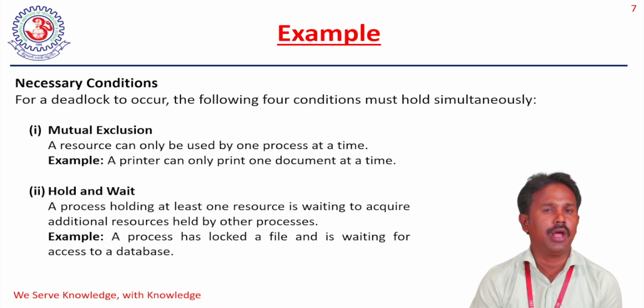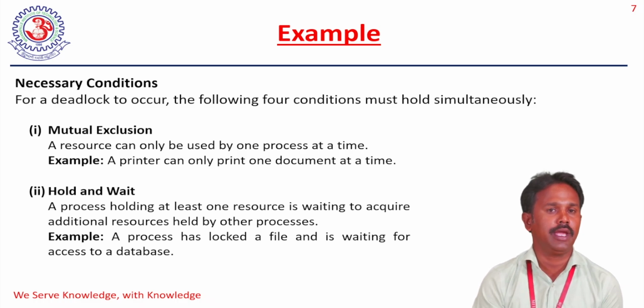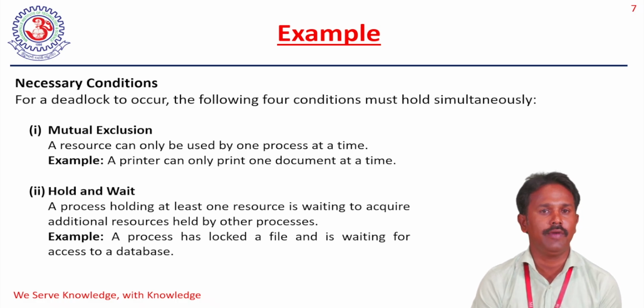Hold and wait. Normally in a telephone call, when we are making a call to another person and an emergency call comes, we keep the first call on hold. At that time we are in waiting state, so we cannot talk in parallel. This situation is called hold and wait.